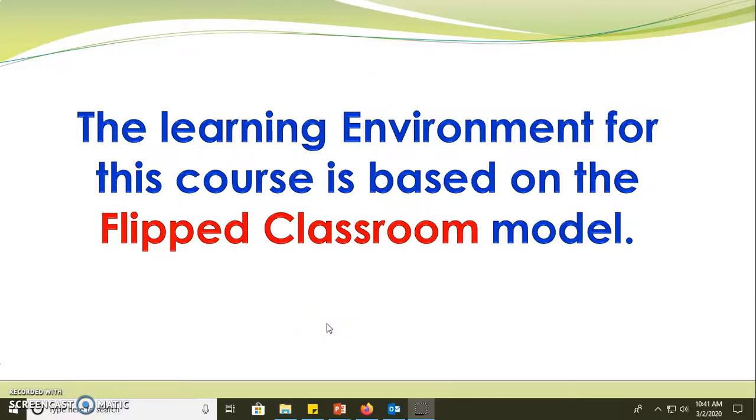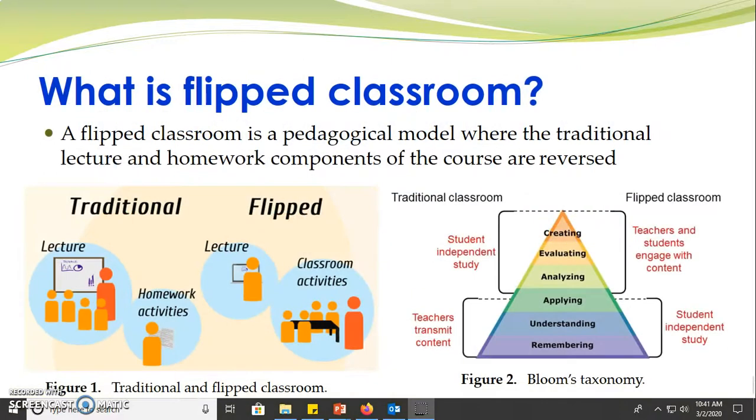Let's look at the learning environment for this course, which is based on the flipped classroom model. A flipped classroom is a model where the traditional lecture and homework components of the course are reversed. In a traditional setup, the coverage of the content is done in class by the lecturer, and the problem solving and other activities are done by the students at home.